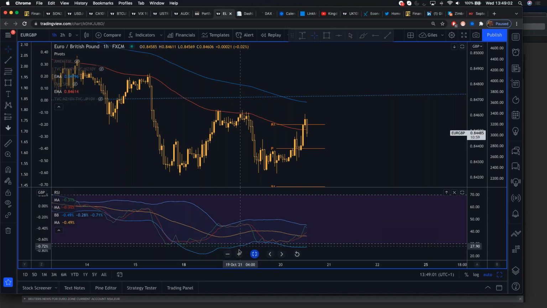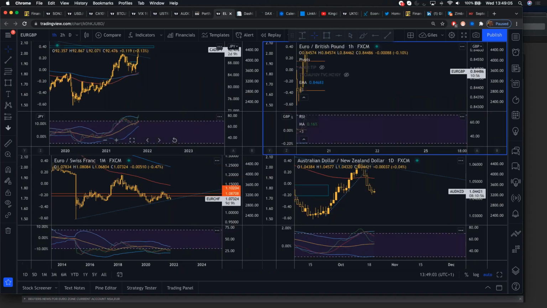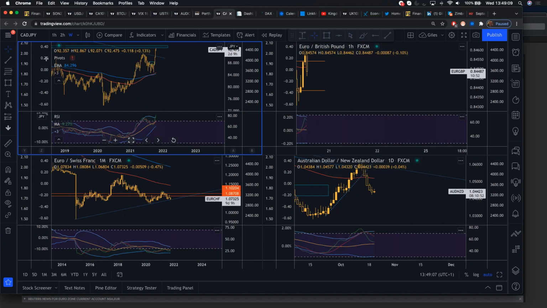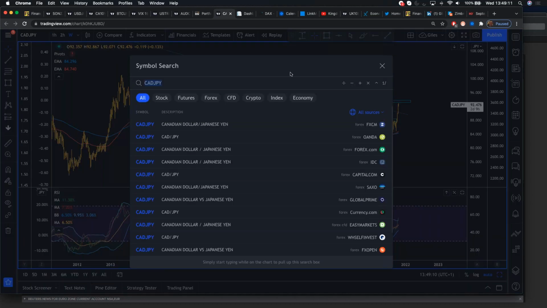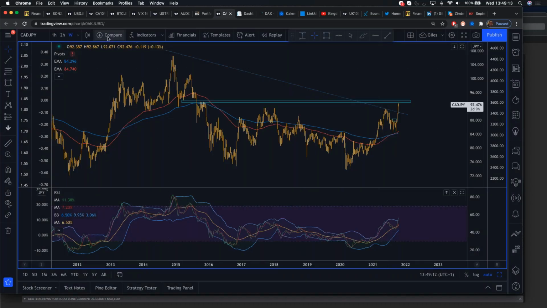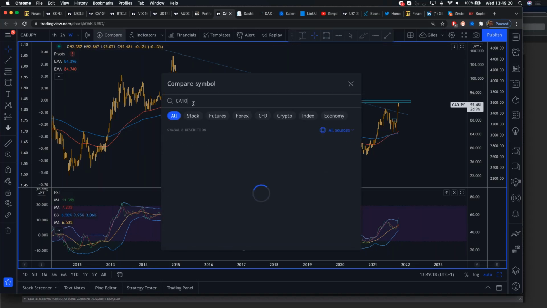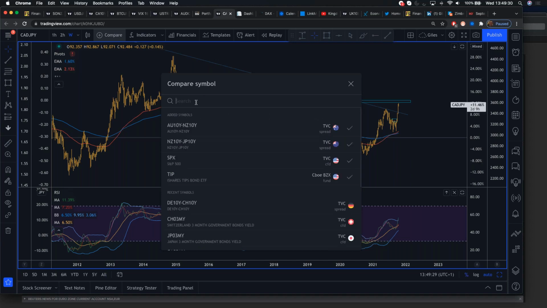So let's take a look at this. Let's take a look at something like New Zealand dollar yen. Okay, oh no, we'll look at CAD yen. So let's compare the two. Let's take a bond yield spread of Canada 10-year bonds, and let's minus from it the Japanese 10-year bond. So now we've got the Canadian 10-year bond, take away the Japanese 10-year bond. That's called the yield spread.